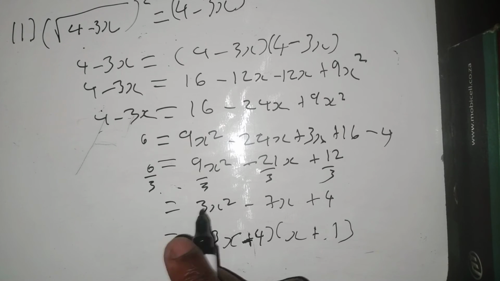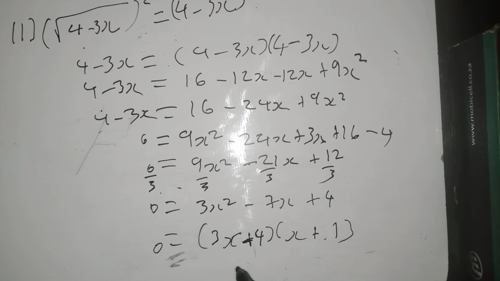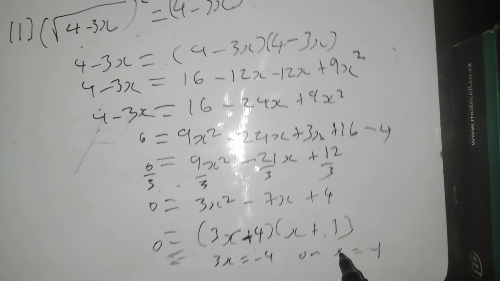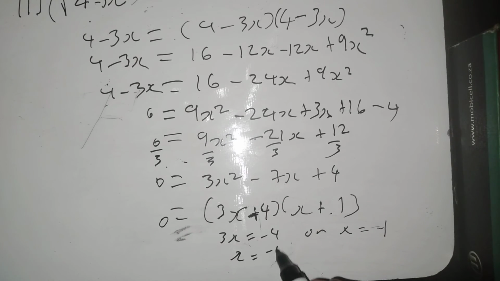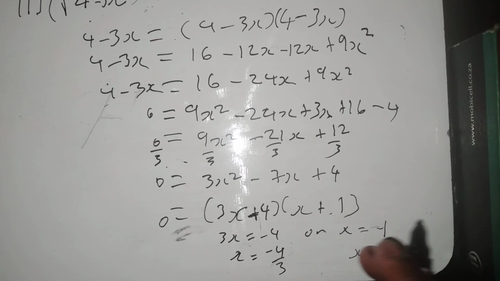So now it means, of course, there are zeros there. So 3x is equal to -4 or x is equal to -1. Then it means x is equal to -4/3 or x is equal to -1. Okay, I don't need to write it twice there.